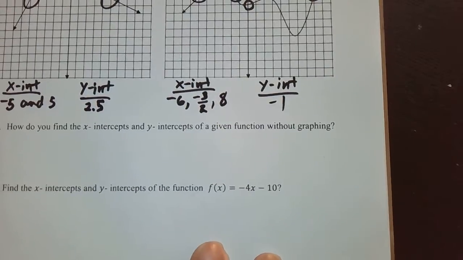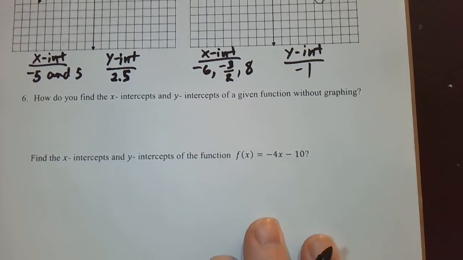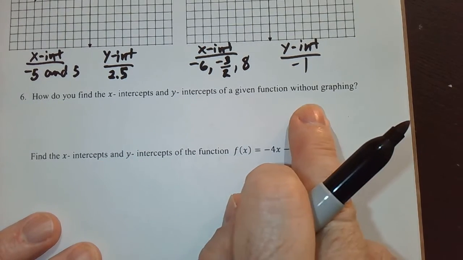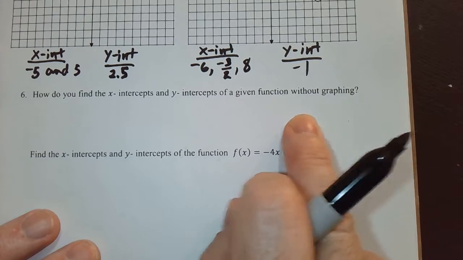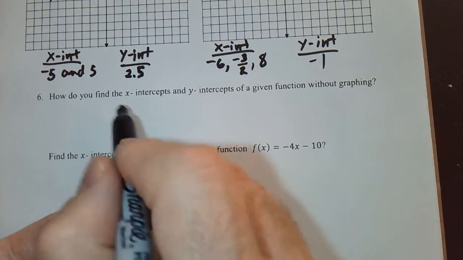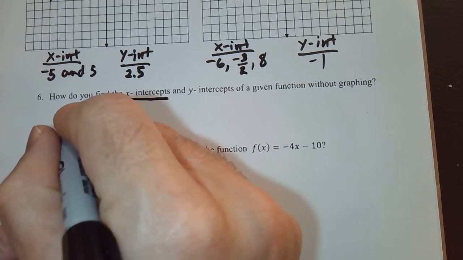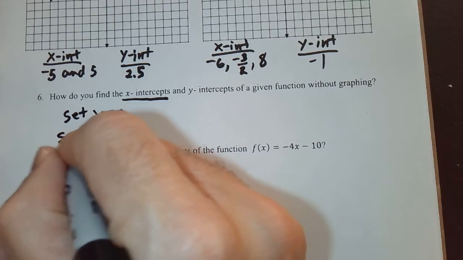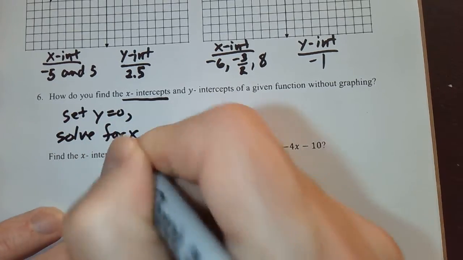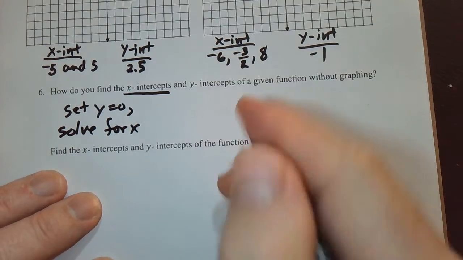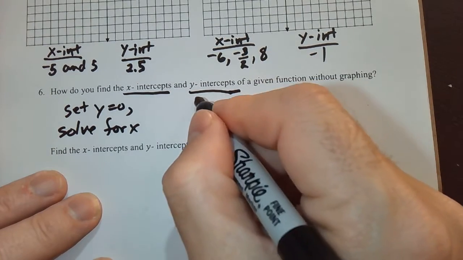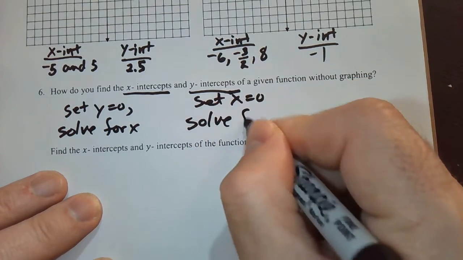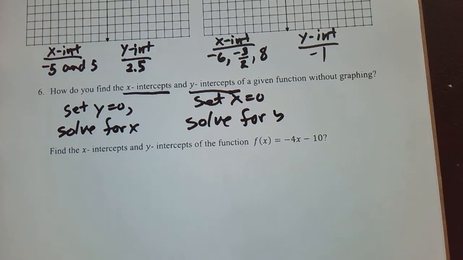All right, well, suppose you do not have the graph. You're given the equation. How do you find the x-intercepts and y-intercepts of a given function or an equation without graphing it? Well, for the x-intercept, set y equals 0, solve for x. Simple as that. How do you find the y-intercept? Set x equals 0, solve for y, and that's how you get it.